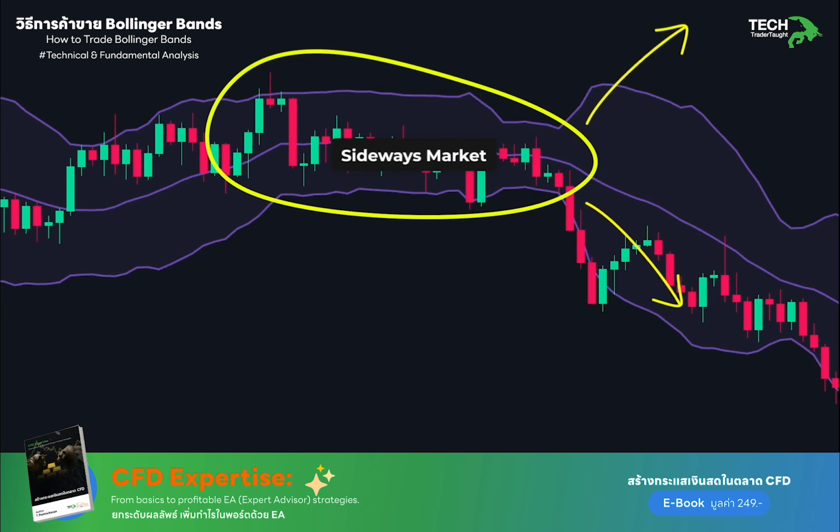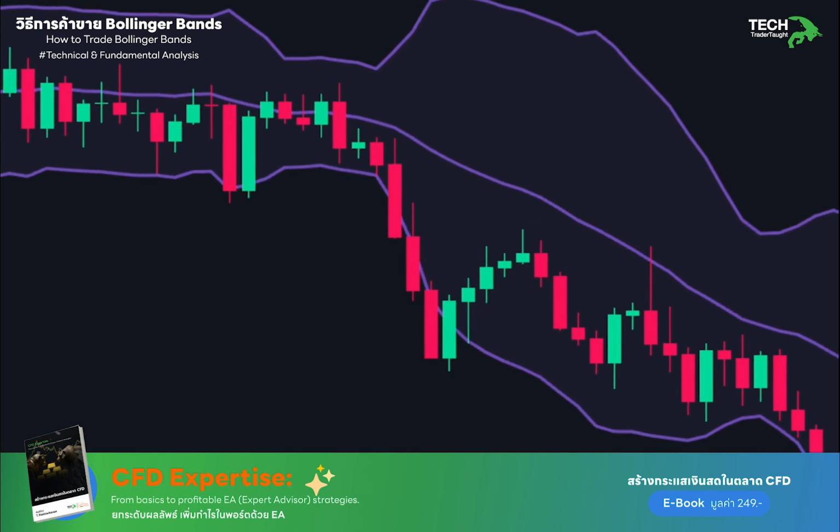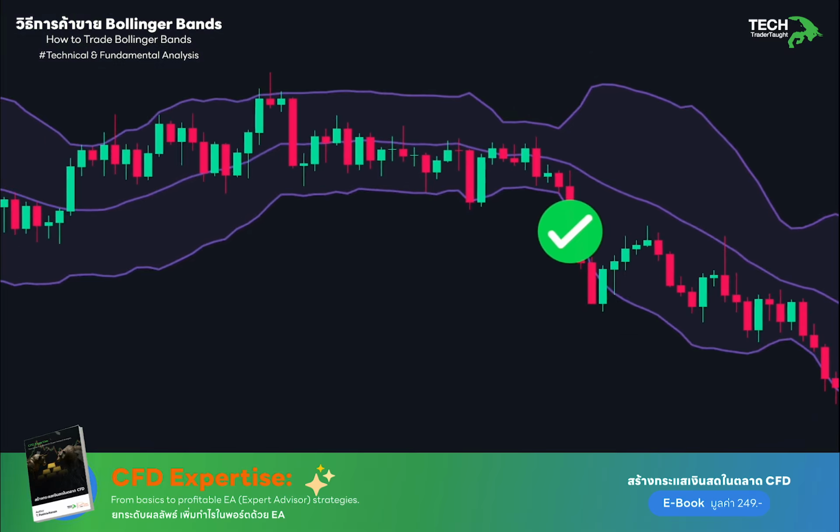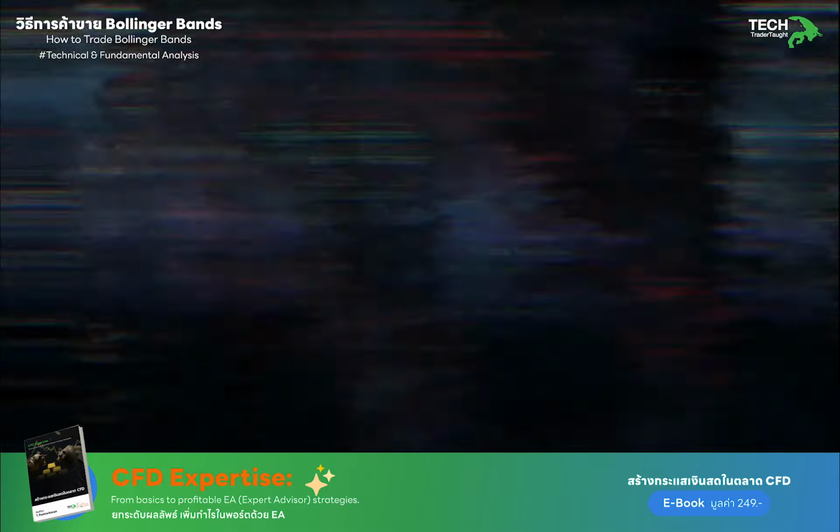So, we identify this as a tight range. We wait for the price to break above or below this range. On this candle, the price breaks and closes below the range. It is a large red candle with a strong close. So, this is a valid breakout setup.